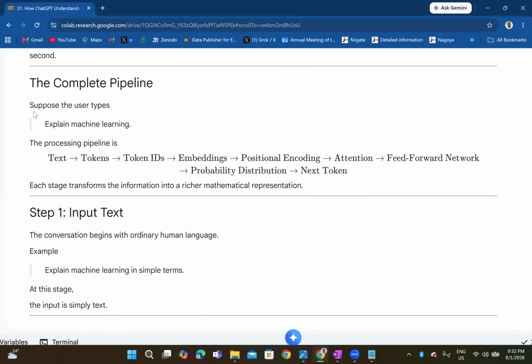So you then have the complete pipeline. Suppose the user types, explain machine learning. The processing pipeline starts with the text, which is broken down into tokens. Maybe one word can be a token, or some words can be broken down further. Each token is given an ID and embedded using vectors, and positional encoding is added to it. Together, we then see which one requires more attention, then we have a feed forward network, and then a probability distribution, and we choose the next token based on the highest probability. Each stage transforms the information into a richer mathematical representation.